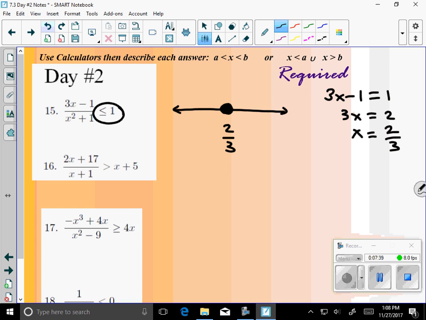1 is typically a nice number. Why? Because when you multiply by 1, it doesn't change anything. So let's test 1. Let's see if it'll be greater than 1 or less than 1. Okay, so I'm going to plug it in. If I plug in a 1, it looks like I get 3 times 1 minus 1, which is 2, over 1 squared, 2. Uh-oh. Did I do something wrong there?